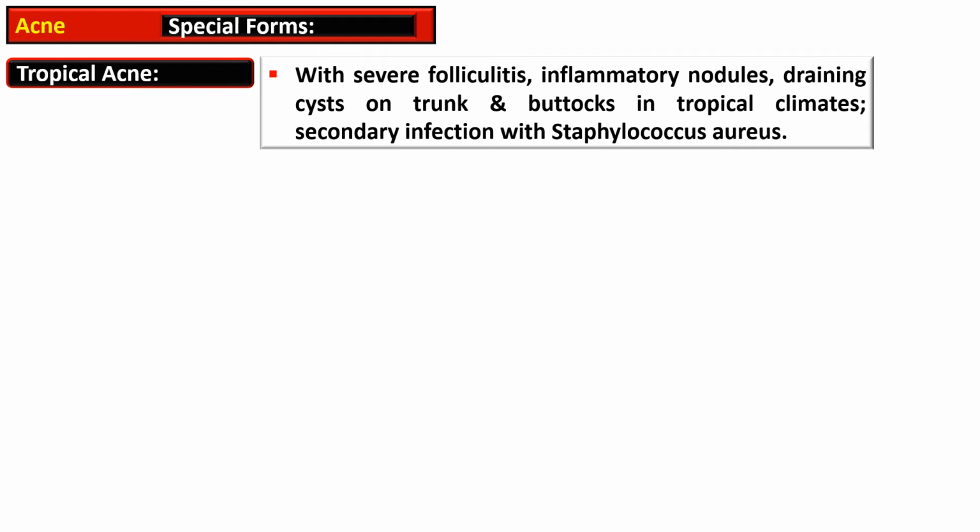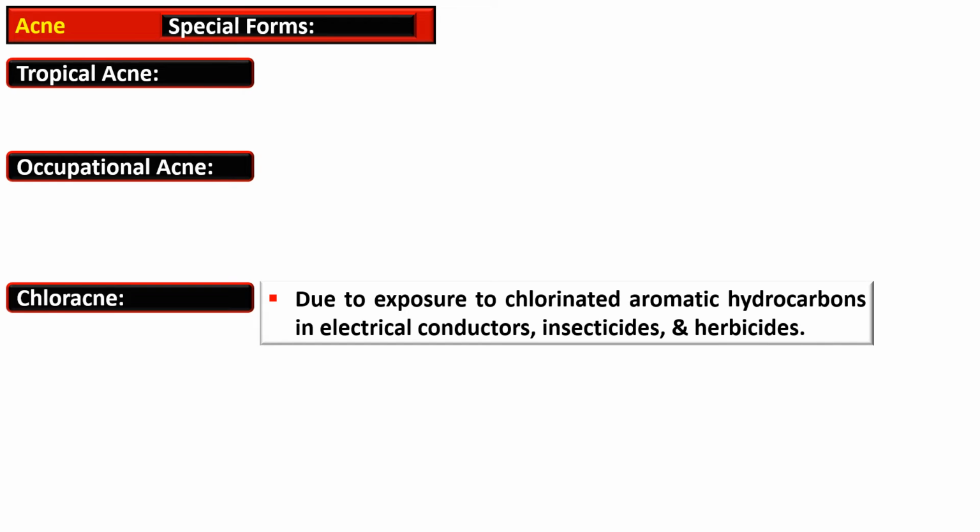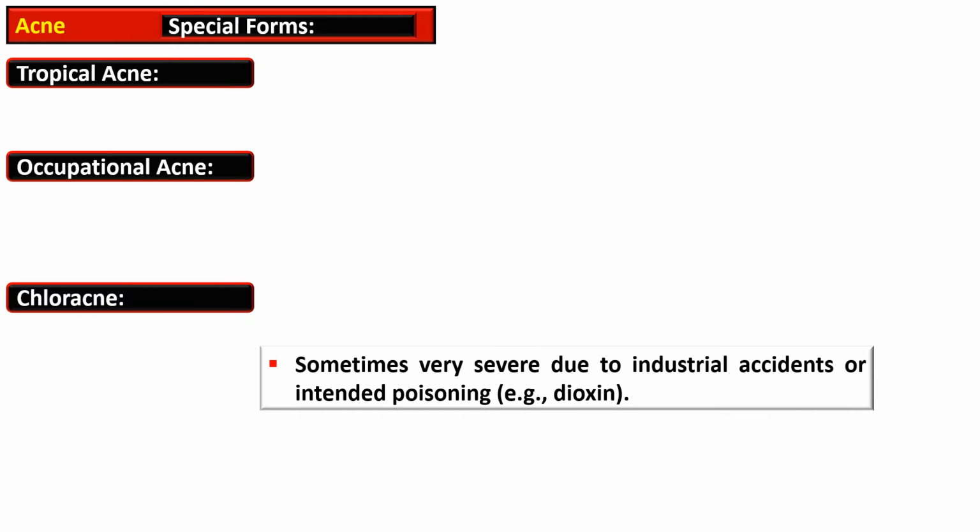Tropical acne is the term that is given to severe folliculitis. The inflammatory nodules and draining cysts on trunk and buttocks are formed in tropical climates, and there is secondary infection with Staph aureus. Occupational acne is associated with exposure to tar derivatives, cutting oils, chlorinated hydrocarbons, and these are not restricted to predilection sites only, and can appear on other covered body sites like arm, leg, and buttocks. Chloracne is due to exposure to chlorinated aromatic hydrocarbons in electrical conductors, insecticides, and herbicides. Sometimes it is very severe due to industrial accident or intended poisoning, for example, dioxin poisoning.